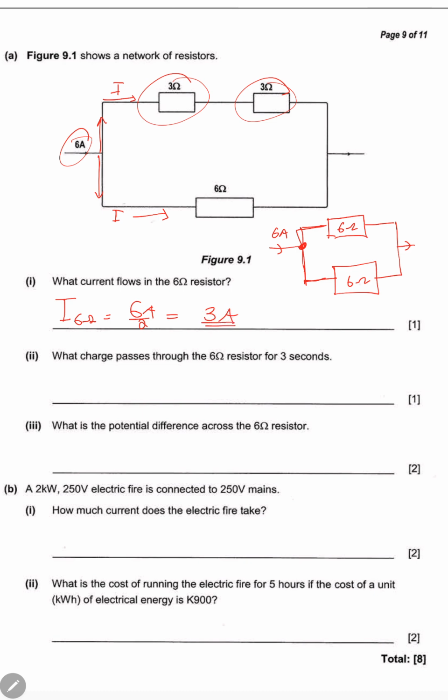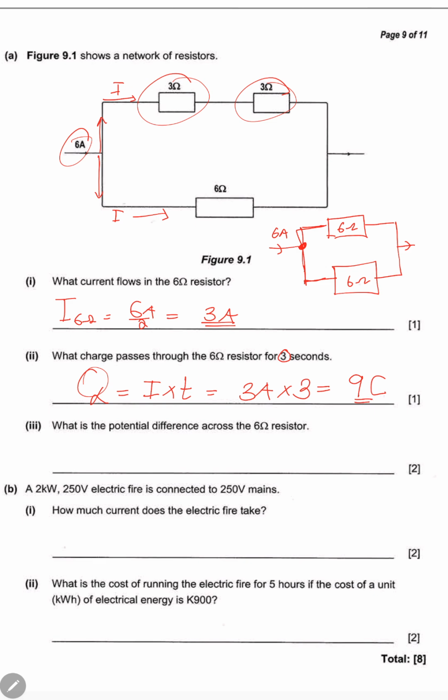What charge passes through the 6 ohm resistor? Okay, well, charge is given by current. We multiply by what? Time. Since the time is already in seconds, there's no problem there. Our current now is our 3 amperes there, multiplied by 3, giving us 9 coulombs.